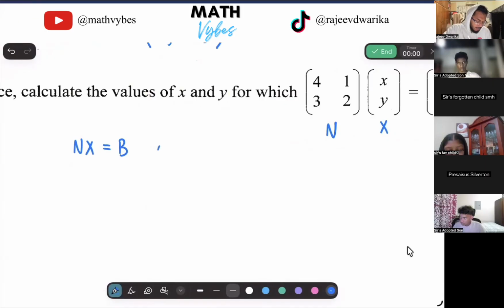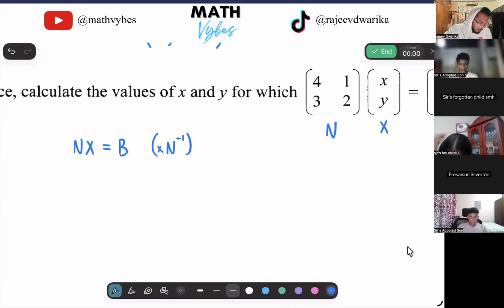Find the inverse, right? So I'll multiply both sides by the inverse of n, because we want to get rid of this. When I multiply this by the inverse of n, what matrix am I going to get? The identity. And anything multiplied by the identity, you'll get back the original thing. Great, so you'll just get back x. So we're going to multiply both sides by n inverse. You with me?